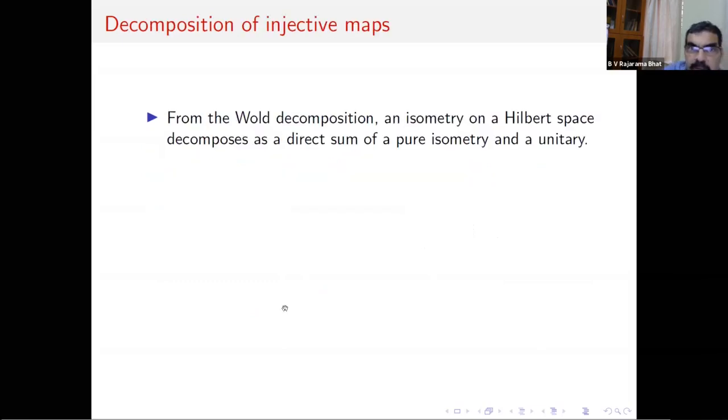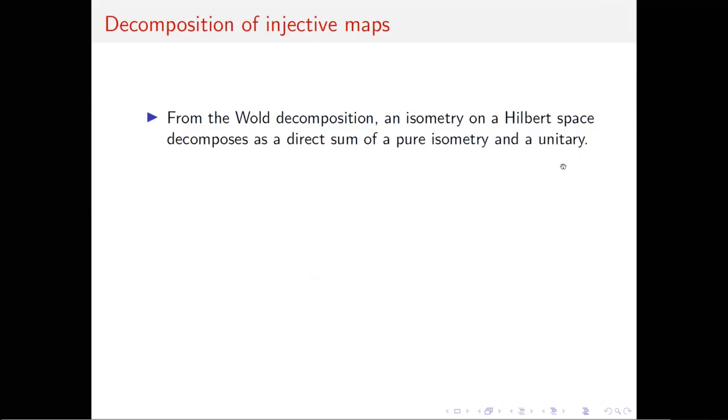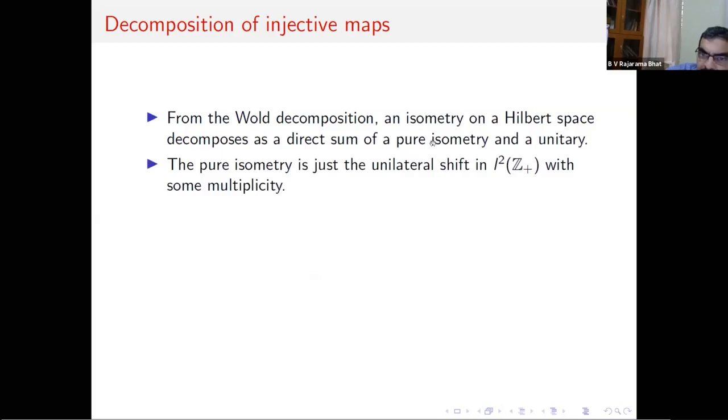So I would like to have a decomposition of these injective maps. Again, we go back to the Hilbert space operators to see what is happening. In the Wold decomposition, you have an isometry. It becomes a direct sum of a pure isometry, the shift, and a unitary. The pure part, or the shift part, you realize as the unilateral shift with some multiplicity.